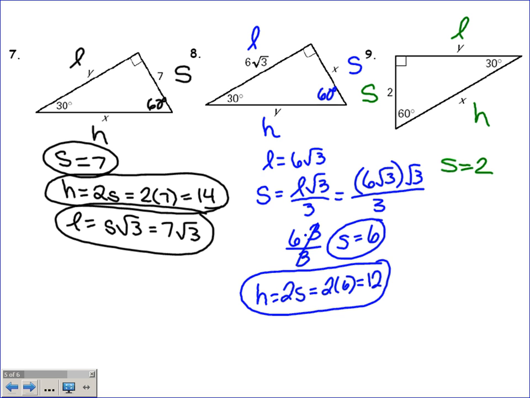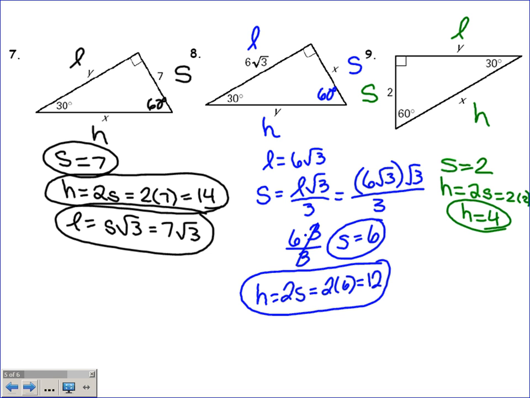How do I find my hypotenuse? What's my formula for the hypotenuse? 2 times s. So that's going to be 2 times 2, correct? So my hypotenuse equals 4.